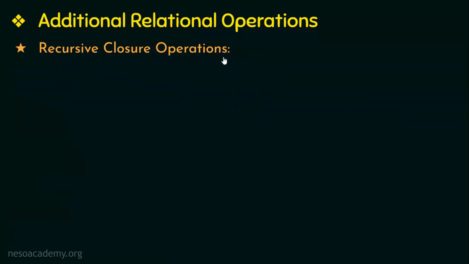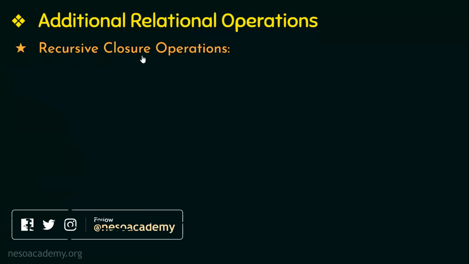Another type of operation that cannot be specified in the basic relational algebra operations is the recursive closure operation. As the name itself suggests, this operation is applied to a recursive relationship. We have already learned about recursive relationships with an example in one of the previous videos in the ER model, or the entity relationship model chapter. Let us see an example.